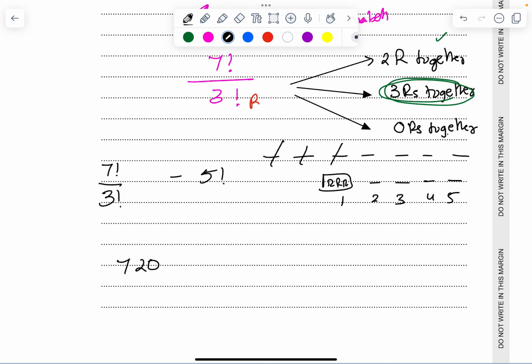So I should be subtracting all the cases with the 3 R's together. Then I will be getting 2 R's together and 0 R's together. That is the question being asked.